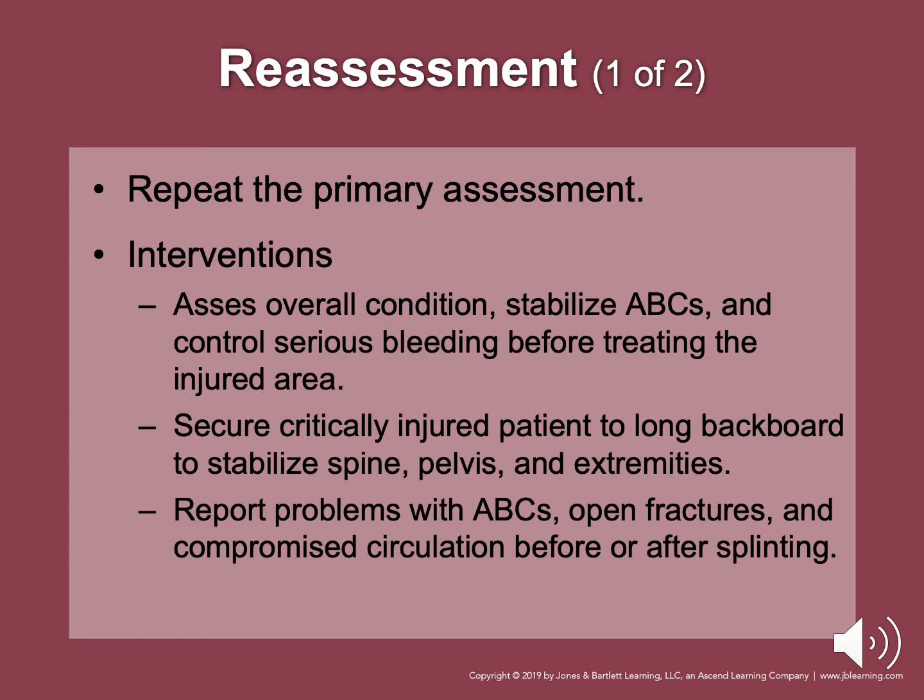Make sure you secure them on backboards to stabilize the spine, pelvis, and extremities. If the patient has no life-threatening injuries, take extra time at the scene to stabilize obvious injuries and perform a more thorough evaluation. Then report any problems with ABCs, fractures, and compromised circulation before or after splinting. You need to report this stuff. We can't control everything, and we can't do the proper interventions out in the field. So you may have a pulse that has decreased because of movement going down the road, but it's just something you need to document.